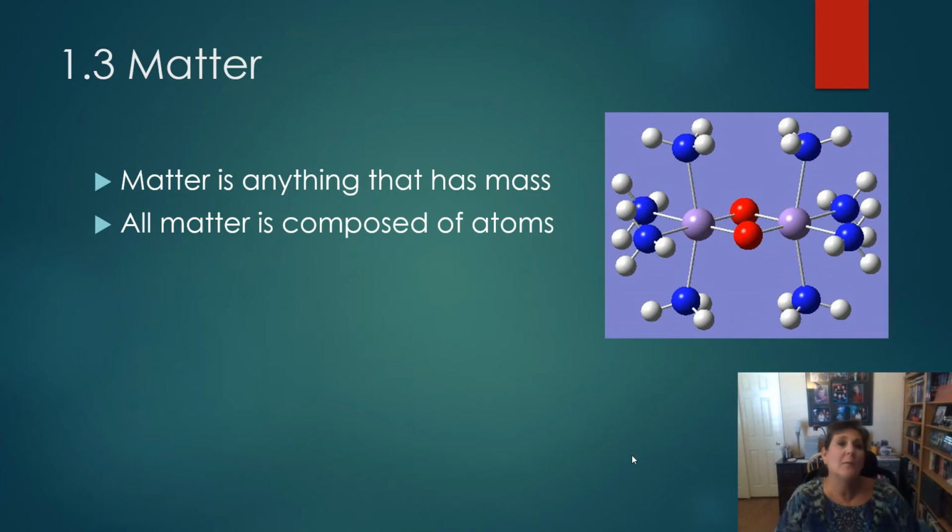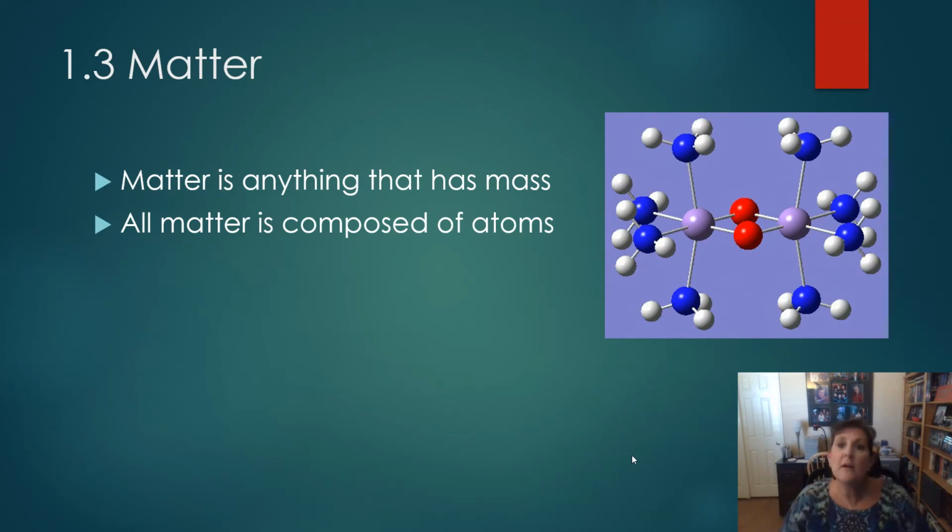Now we're going to talk about some chemistry. So, matter. Matter is anything that has mass. My glasses, my phone, my cup, my little Yoda jump drive all have atoms in them. They're all matter. Matter is composed of atoms. So basically everything that exists that has mass is matter, and it's made up of atoms.